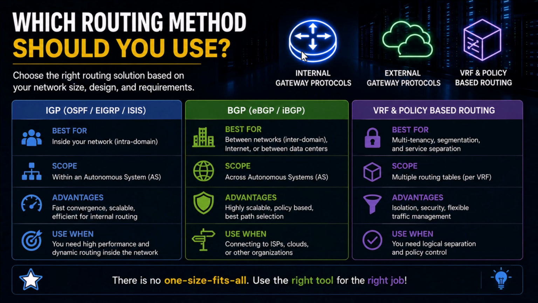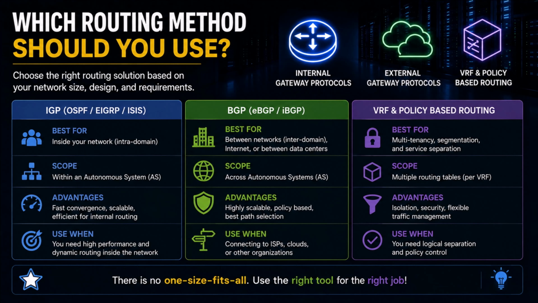So, which routing method should you use? Static routing, OSPF, EIGRP, BGP, VRF? There is no single answer. Static routing is useful when the environment is small and predictable. It is simple and easy to understand. OSPF is a strong choice for internal routing, especially in multi-vendor environments. EIGRP can be useful inside Cisco-focused environments.